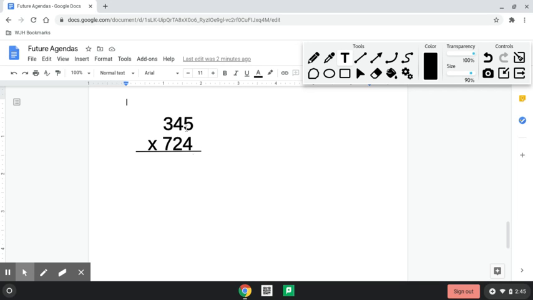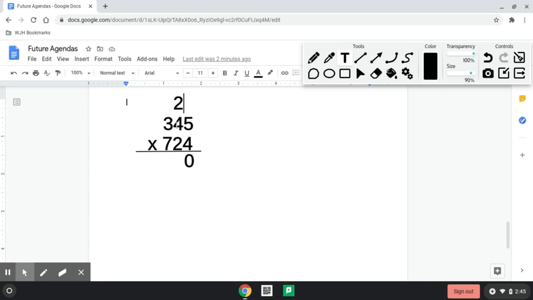So, you start by looking at this first column all the way on the right. 5 times 4 is 20, and we're only going to put the last digit, the 0 right there. We'll put the 2 up here just to remember it.